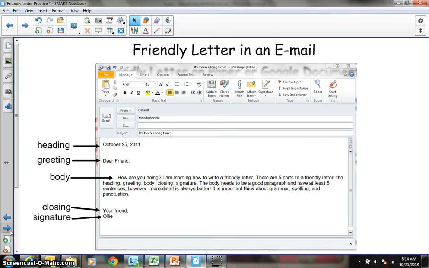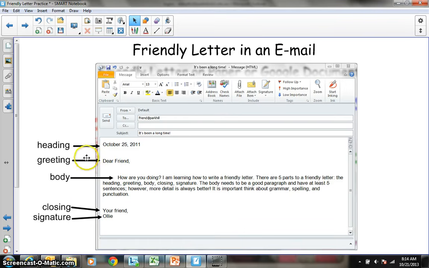The format changes just slightly when you are writing a friendly letter in an email. There are still 5 parts, and the parts are the same: the heading, greeting, body, closing, and signature. However, please notice that all parts now are lined up along the left side of the page in your email. The only thing that is not lined up on the left side is the very first sentence in your body, because you must always indent your paragraph.